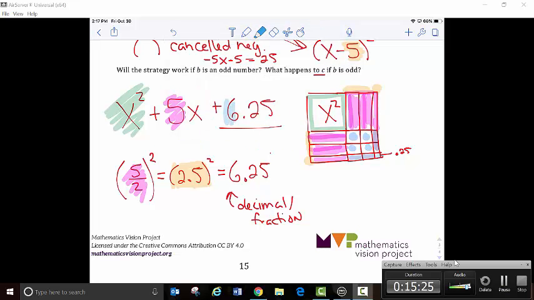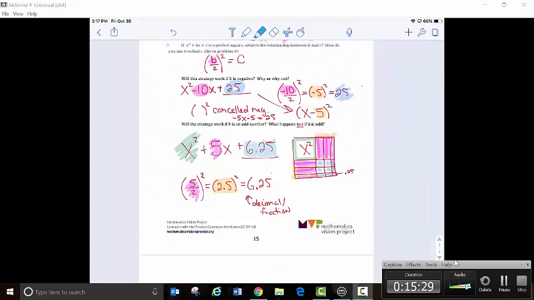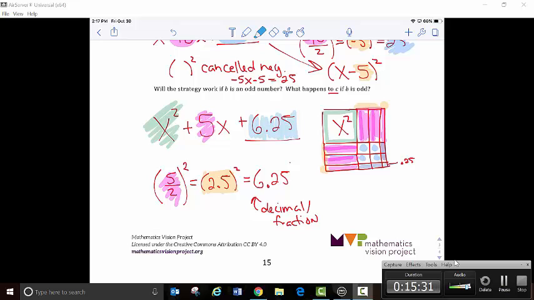So 6.25, it worked. Please fill this in and do any of the parts I didn't do and bring it in for points. Thank you.